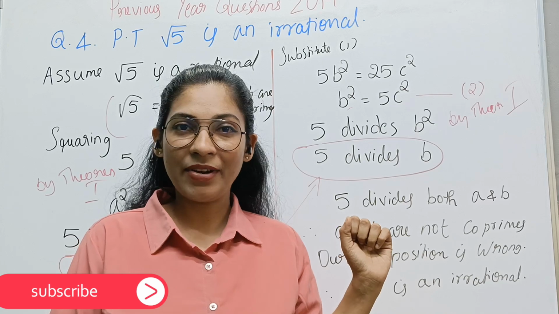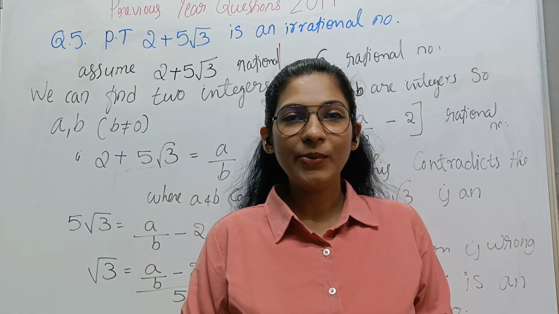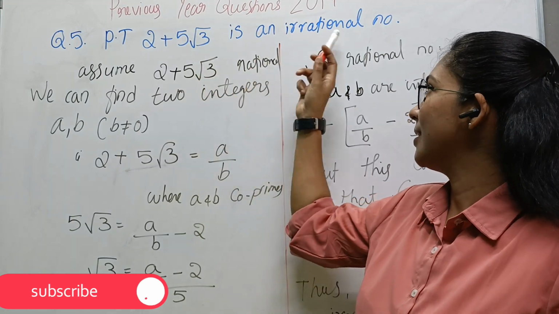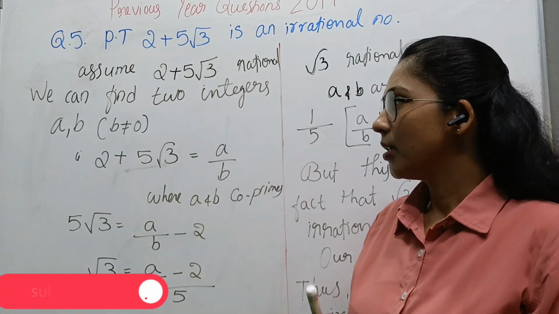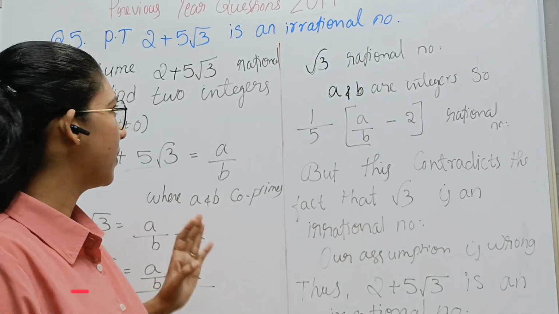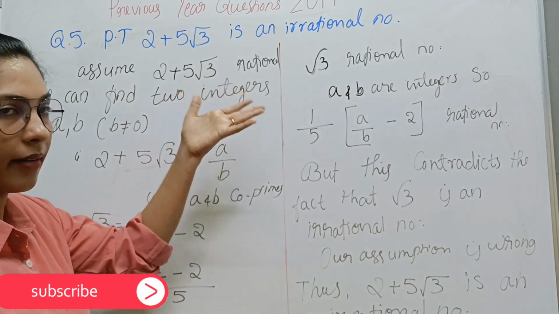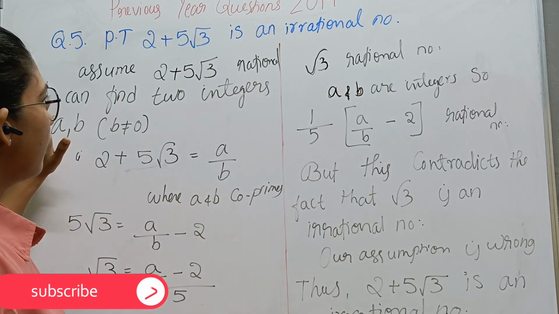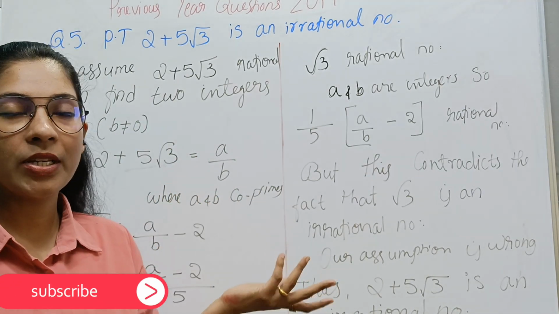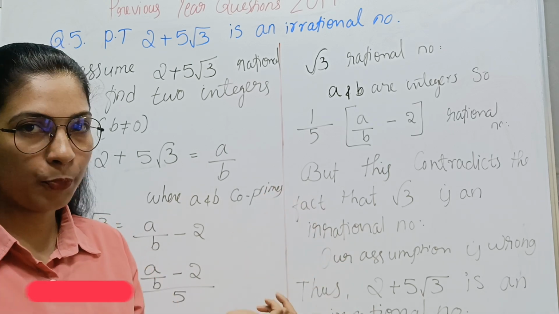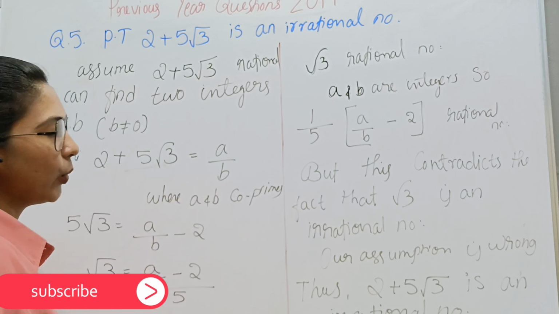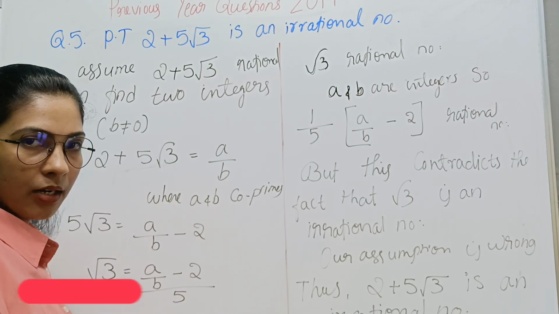Okay, let's start our next question. The fifth question is, prove that 2 plus 5 root 3 is an irrational number. As usual, we take the contradiction statement that 2 plus 5 root 3 is a rational number, which can be represented in the form of p by q or a by b. So 2 plus 5 root 3 is equal to a upon b, where a and b are co-primes.